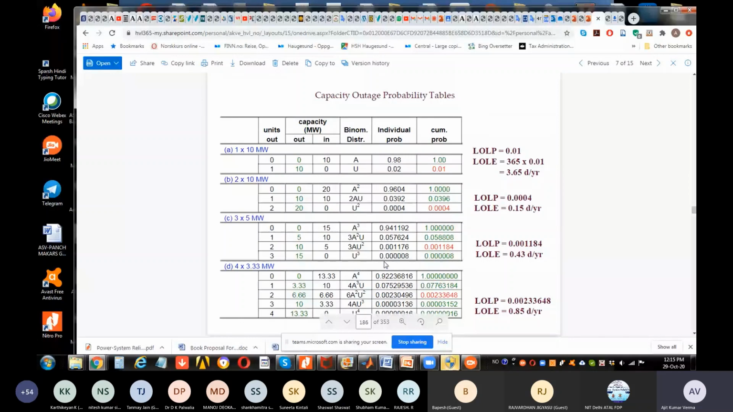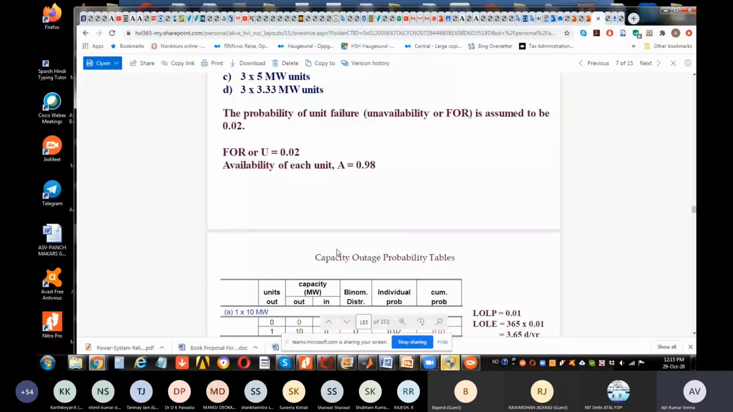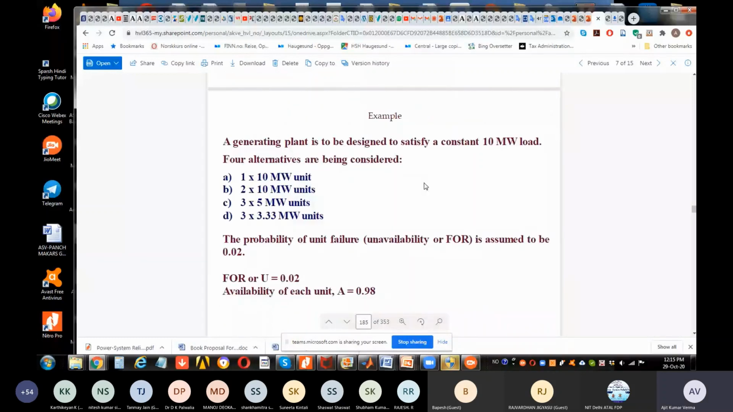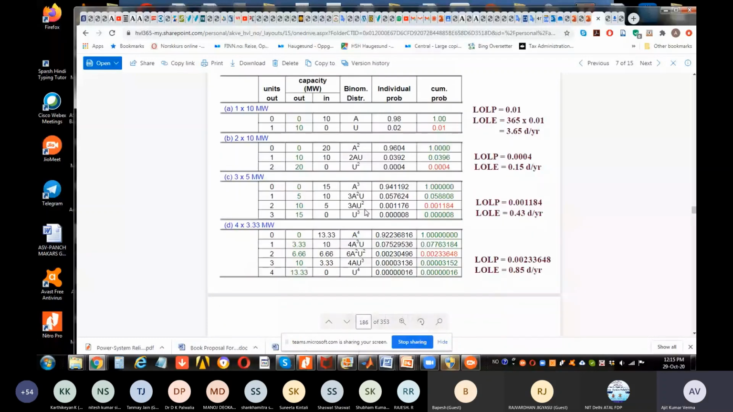So when you have a load of 10 megawatt, you lose load when you generate 0 and you lose load when you generate 5, not when you generate 10 and 15. So 0 and 5. So these are the two probabilities. Anyway, you have to add them up. So that's the rationale for using the cumulative probability. You add these two up, you get 0.001184. So that's the loss of load probability. Multiply by 365, you get 0.43.